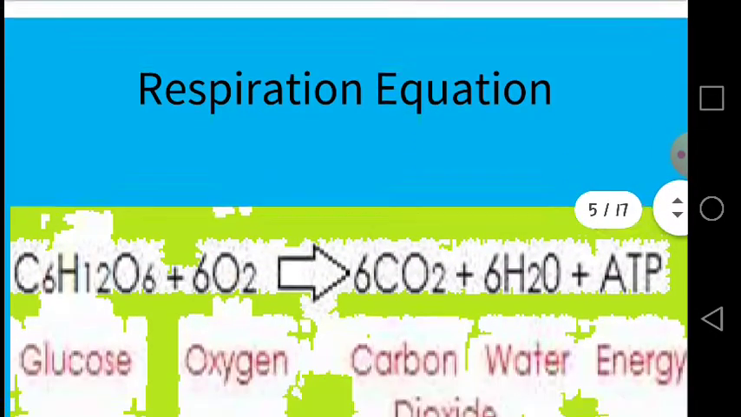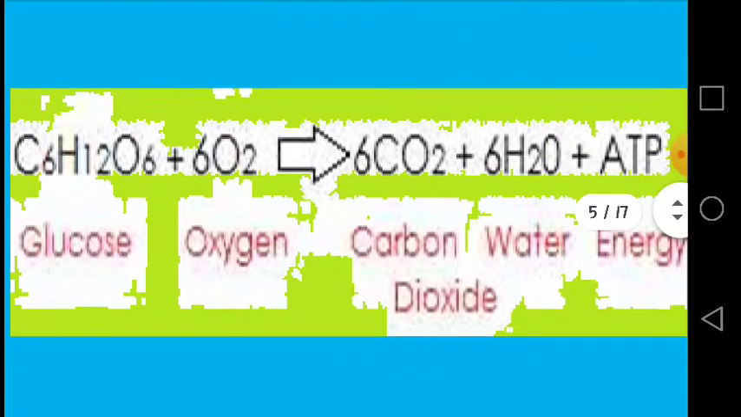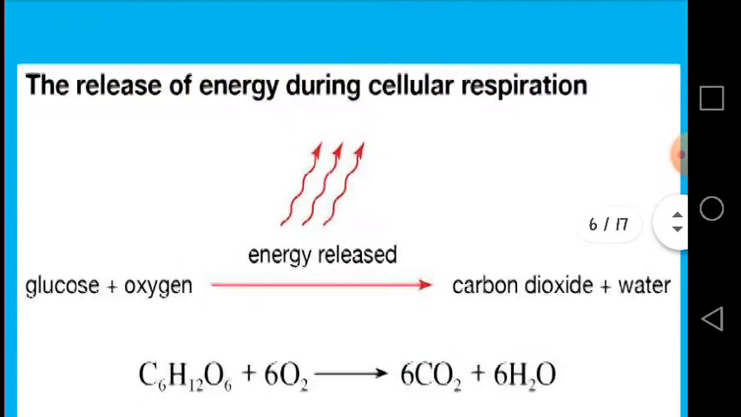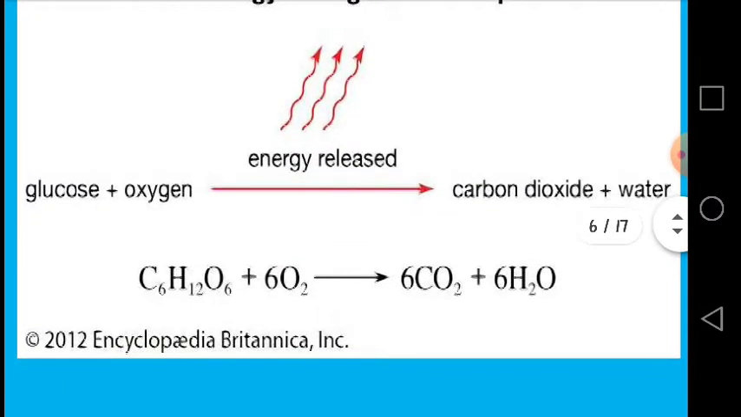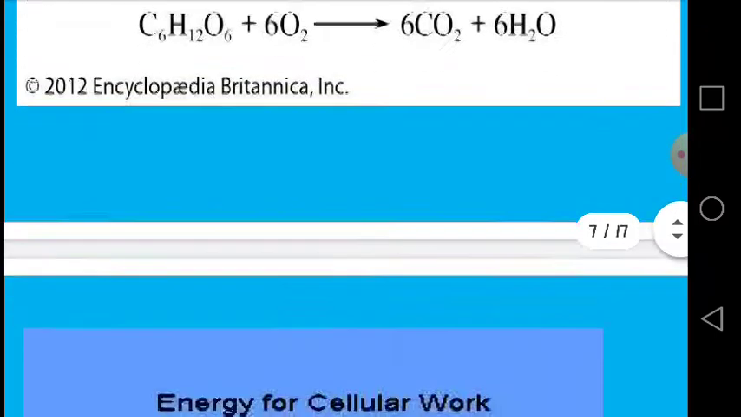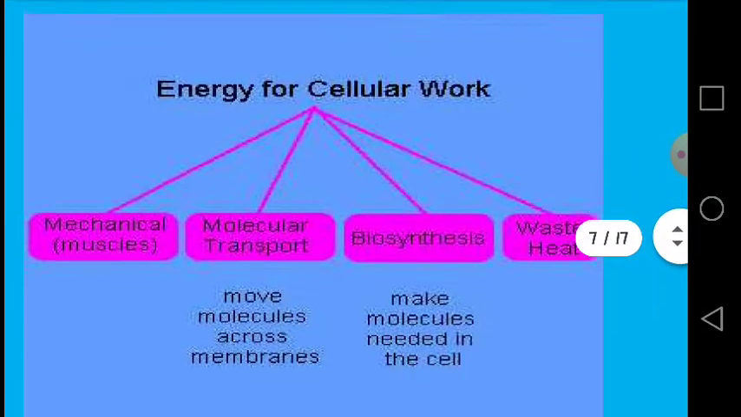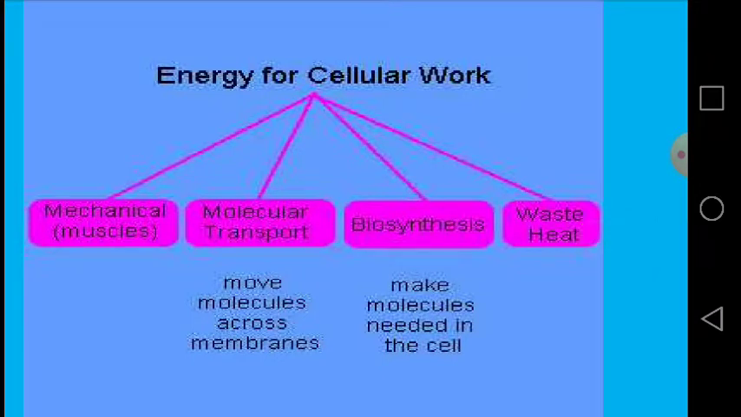This is the equation for respiration. You can see, dear students, the glucose molecule is going to oxidize with oxygen and produce carbon dioxide, water, and energy. Another way to express this equation: glucose plus oxygen combine, releasing carbon dioxide and water, and a lot of energy is produced. This is basically aerobic respiration, and this energy produced by the process of respiration is used in different activities in the human body.